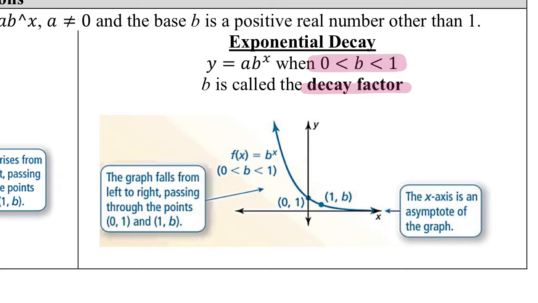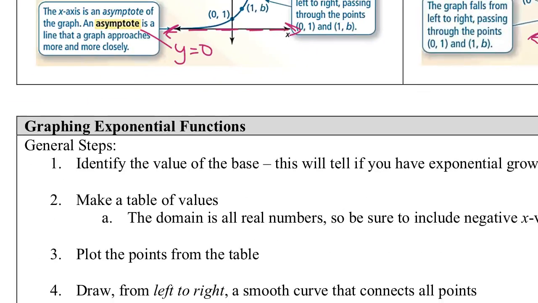Just like the exponential growth function, this also has an asymptote at y equals 0, which means the exponential decay function will never reach negative y values either. So let's talk about graphing these exponential functions.